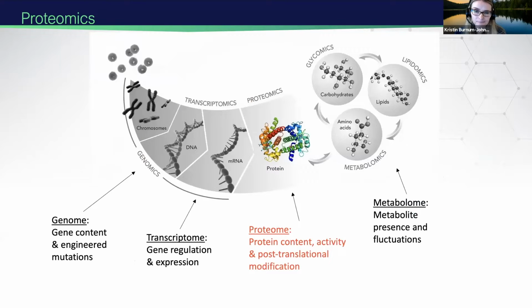So this slide captures the flow of information. We're all familiar with this: DNA or genes to messenger RNA to proteins to metabolites, such as those depicted here on this slide. So carbohydrates, lipids, and amino acids. So we go from the genome to the transcriptome to the proteome to the metabolome. And when we study the proteome, we're interested in protein content, protein activity, and post-translational modifications.